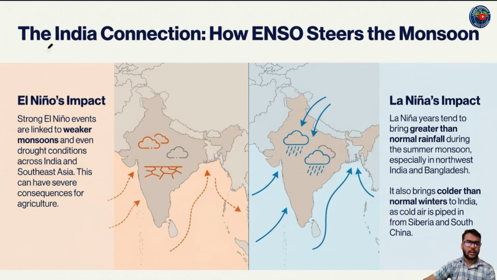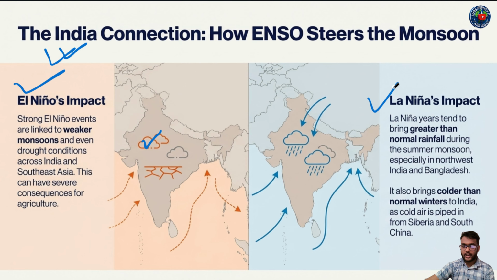What are the consequences for the Indian subcontinent? During El Nino, strong El Nino events are linked to weaker monsoons and even drought conditions across India and Southeast Asia. This can have severe consequences for agriculture in the Indian subcontinent.